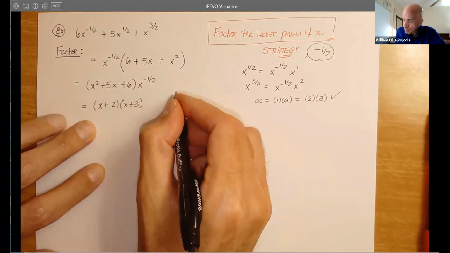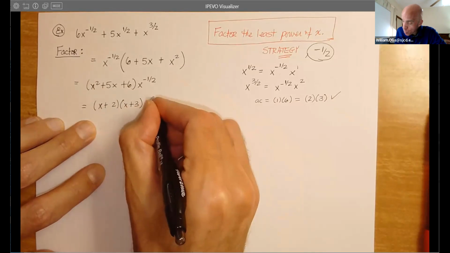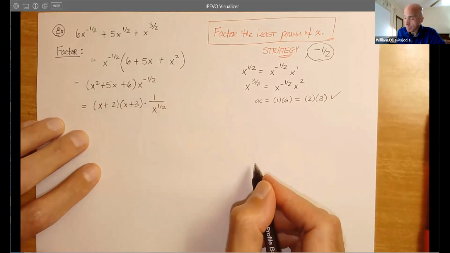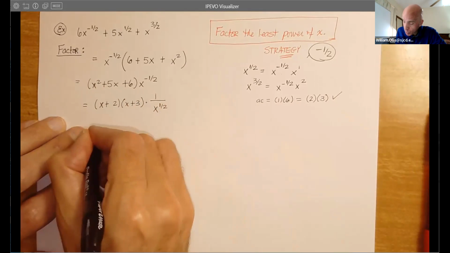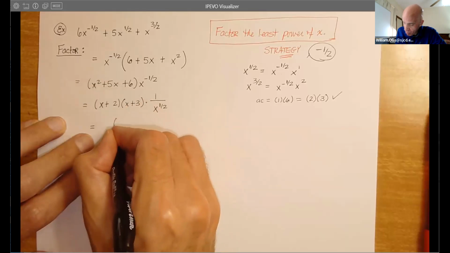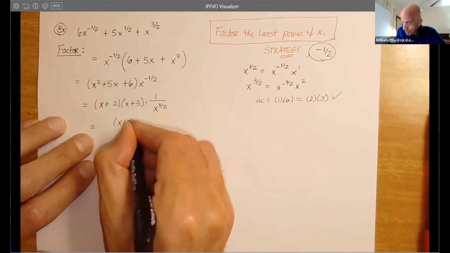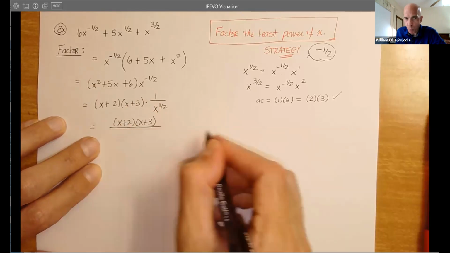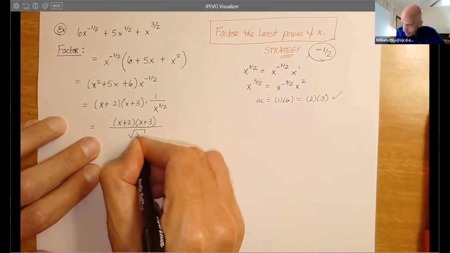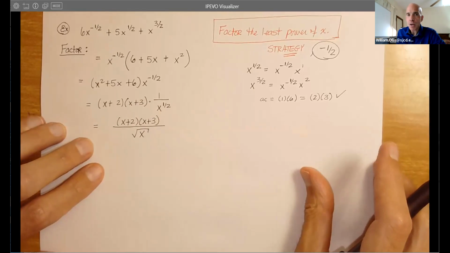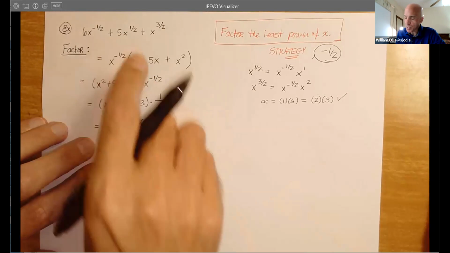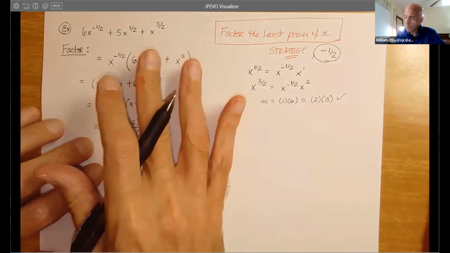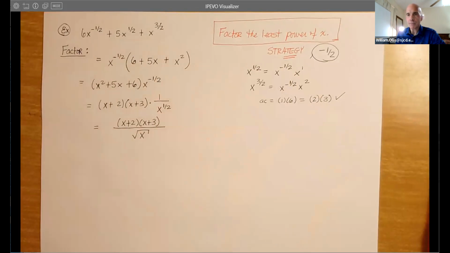And now what we can do is write this as 1 over x to the 1/2 to get rid of the negative power, just to make it look a little neater. And now if you want, you can move it downstairs as a fraction. So we have x plus 2 times x plus 3, and we can get a little more elaborate and write the 1/2 power as the square root of x, like that. You look at that and you look at this and you say, well, that's really complicated. This is very nice. Factor everything in one piece, one unit.